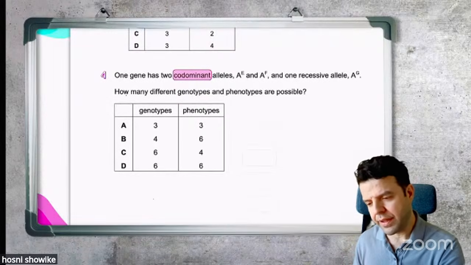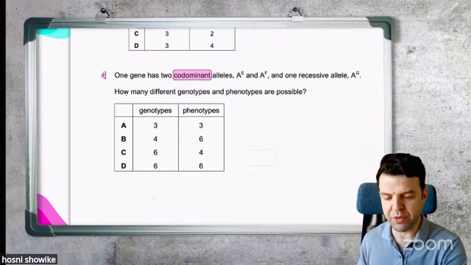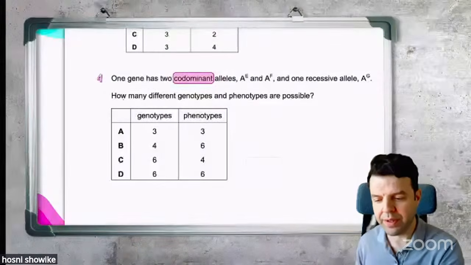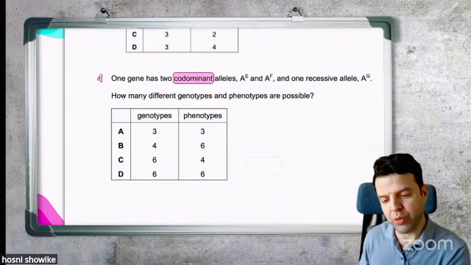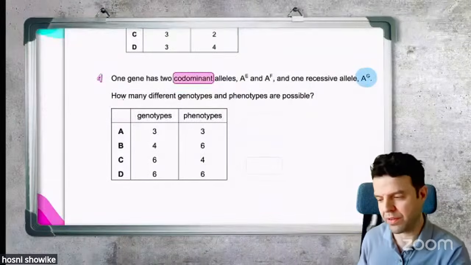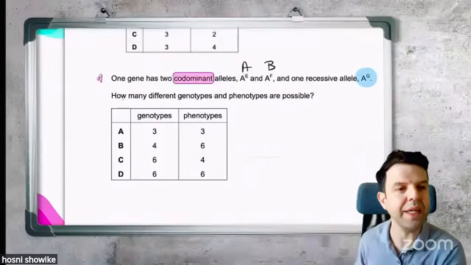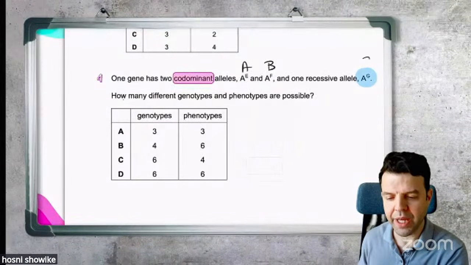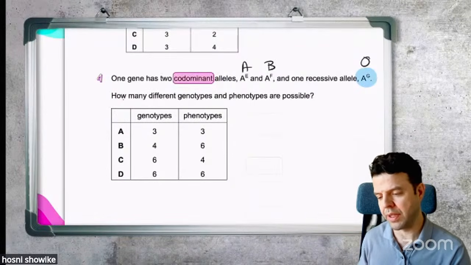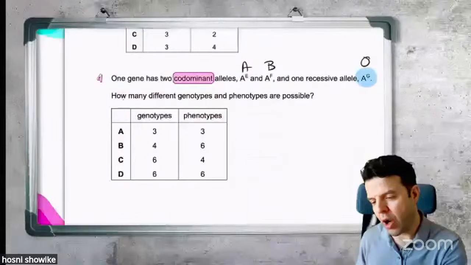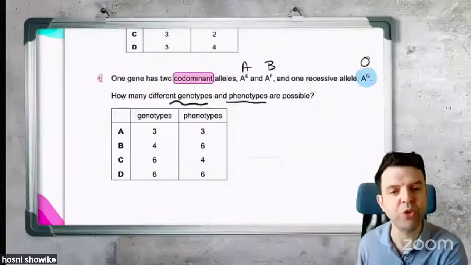Here it is said there is codominance. What does it mean when I say codominance? Codominance means both alleles, this and this, are equally dominant. And this one here is the recessive. Do you remember blood groups? We used to have A, B, equally dominant, and O is recessive. Okay? A, B are equally dominant. They want me to figure out how many different genotypes I can have and how many possible phenotypes I can have.